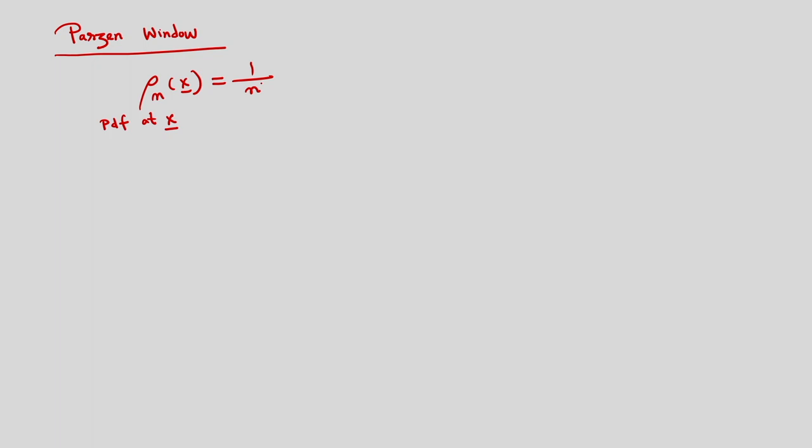So, in my last class, I discussed the concept of Parzen window. So, in the Parzen window, we can determine the nth estimate of the density, that is the Pn(x), that is actually the PDF, the probability density function, at the point x. That is equal to 1 by n summation i is equal to 1 to n, 1 by Vn phi (x minus xi divided by hn).